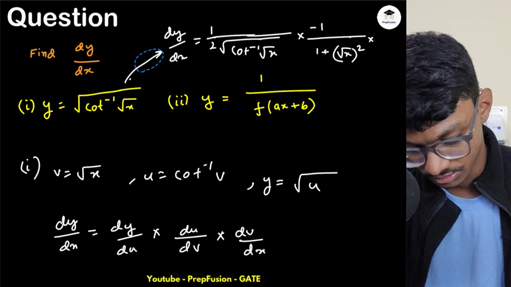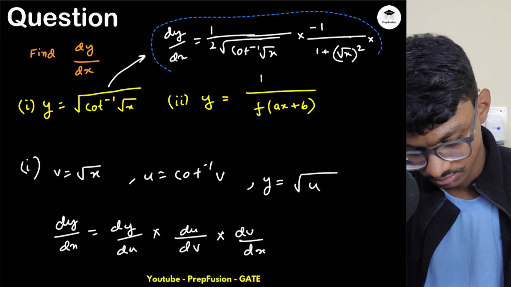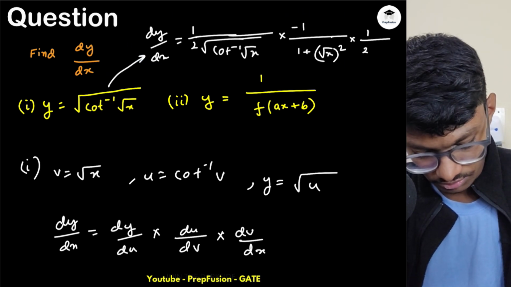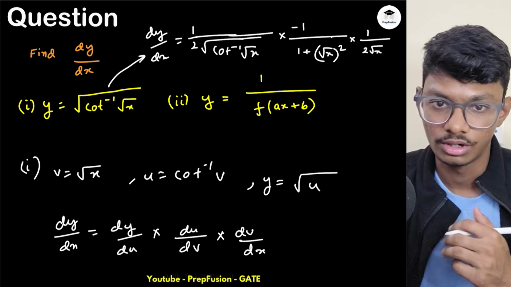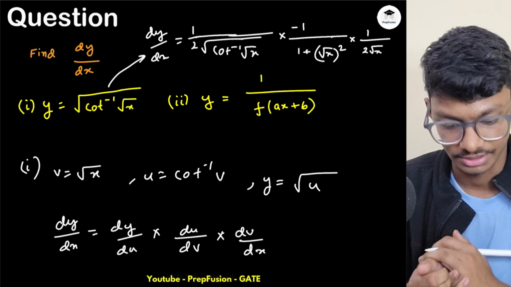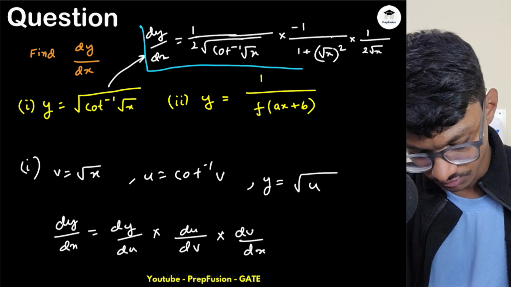Let me reduce. Into under root x, right? 1 by 2 into under root of x. Okay, that is the differentiation of this function, right? That is the differentiation of this function. So this will be simply the answer to this question.